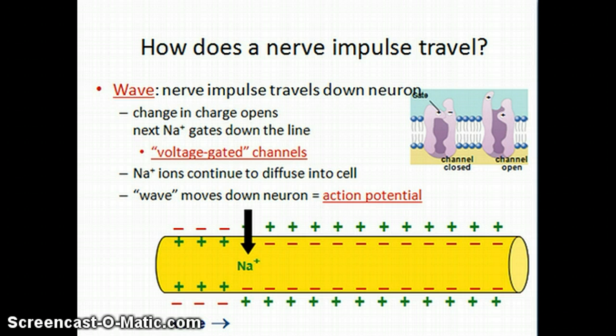These sodium channels are called voltage-gated channels. It's the change in the positive charge on the inside of the cell that is going to cause the next set of channels to open up. That's why they're called voltage-gated, because it's the change in voltage that is actually causing them to continue to open up down the line here. And the action potential is defined as the movement of this impulse down the neuron.